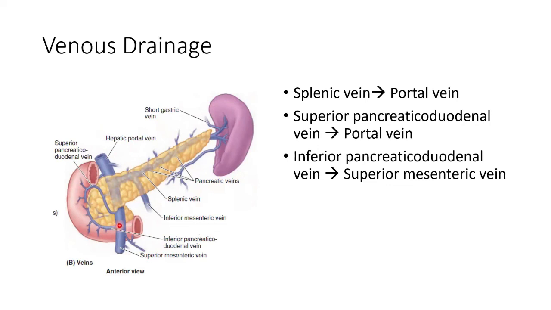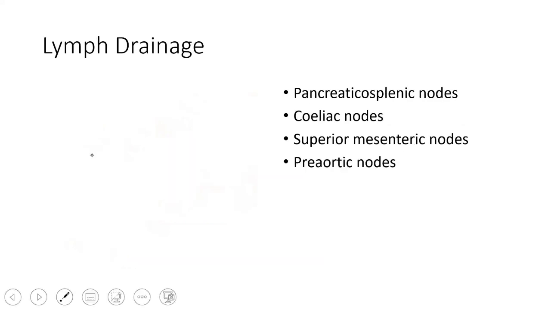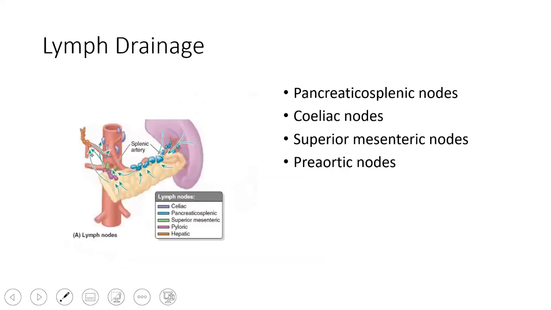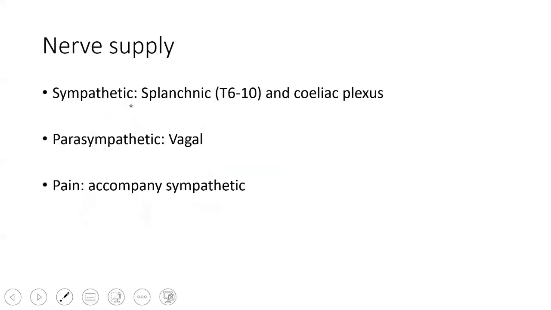Right? The inferior veins drain to the superior mesenteric vein, which joins with the splenic vein to form the hepatic portal vein. Then the lymph drainage is to the celiac nodes, right? Along the splenic artery, you have the splenic nodes, and they basically follow the arteries, right? So you have the superior mesenteric nodes in this region, and they enter the celiac nodes and the pre-aortic nodes and drain to the thoracic duct.